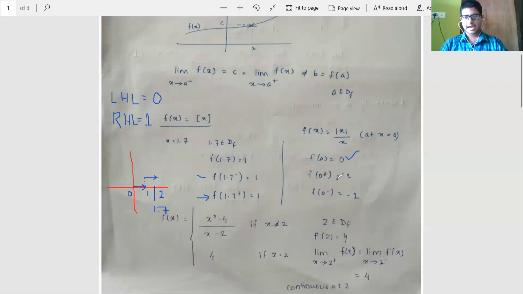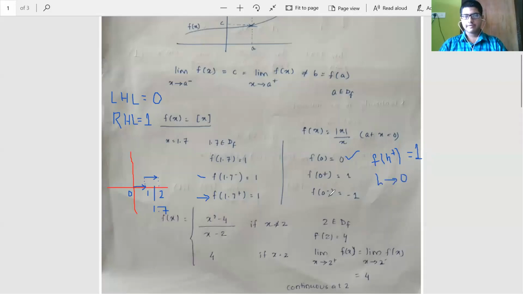Next, at 0 plus, the value is 1, because let's say we have to compute f of h plus, where h tends to 0. So what is f of h plus? This is going to be h by h, that is equal to 1. Clear? That h tends to 0. Remember this, h tends to 0.